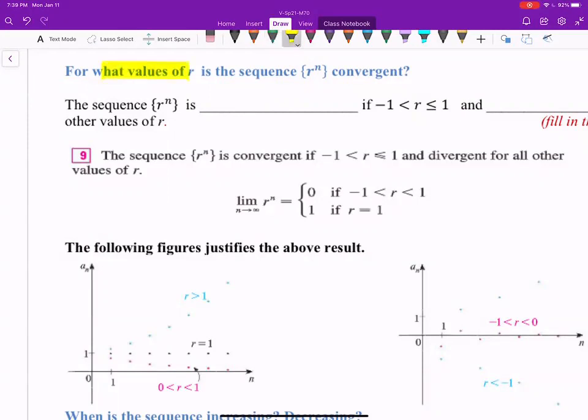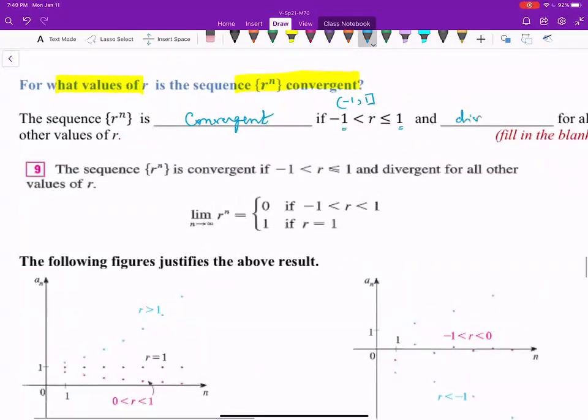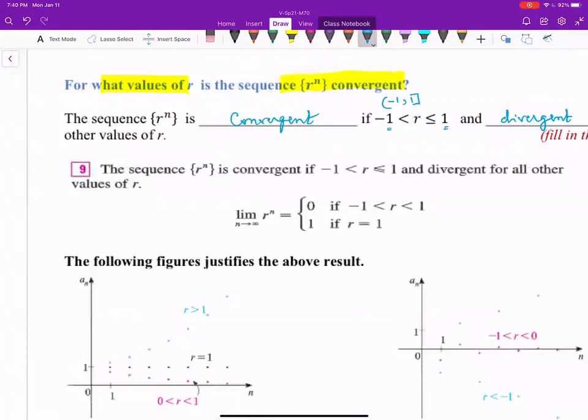For what values of R is the sequence R to the n convergent? The sequence R to the n is convergent when R lies between -1 and +1 inclusive. So in the interval -1 to 1, -1 open, 1 closed. And divergent for all other values of R.